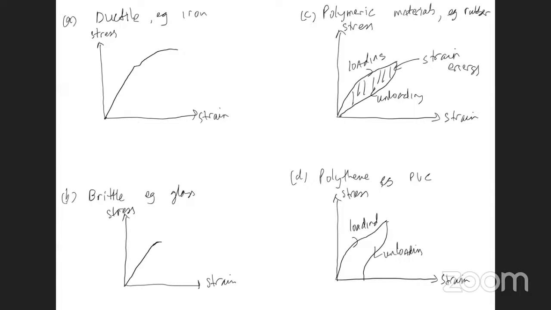Next one, glass. Sorry, brittle, not ductile. Brittle materials: materials which break easily after reaching the elastic limit.